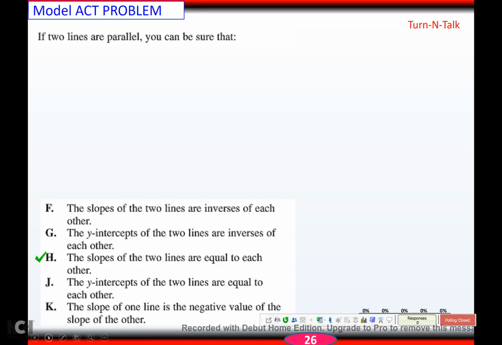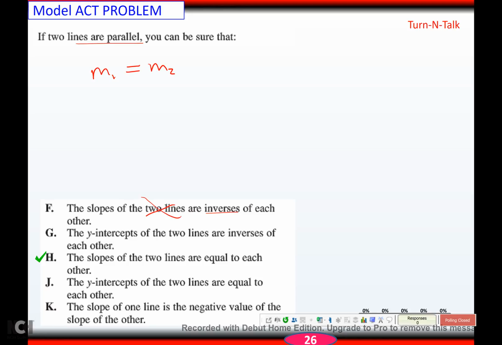Alright, and hopefully you got an H. It says if two lines are parallel, you can be sure that F, the slopes of the two lines are inverses of each other. No. If the two lines are parallel, then the first slope has to be identical to the second slope. If they're inverses of each other, it doesn't mean anything unless they're inverses and have opposite signs, but that would make them perpendicular, not parallel.